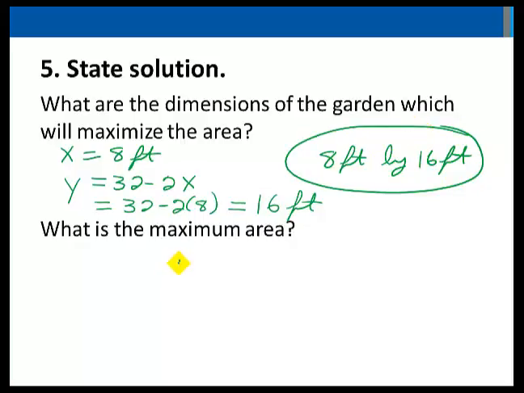What is the maximum area? We figured that out earlier. The maximum area is 128 square feet.